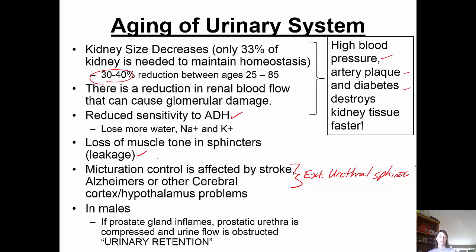And then in gentlemen, if your prostate becomes inflamed, it's going to choke the urethra. And if it's choked and your stream is a lot less, well then obviously you're not going to relieve your bladder very well. And that's called urinary retention. And that's why you have to get your prostates checked at least once a year, once you're 40, to make sure that that's not happening.